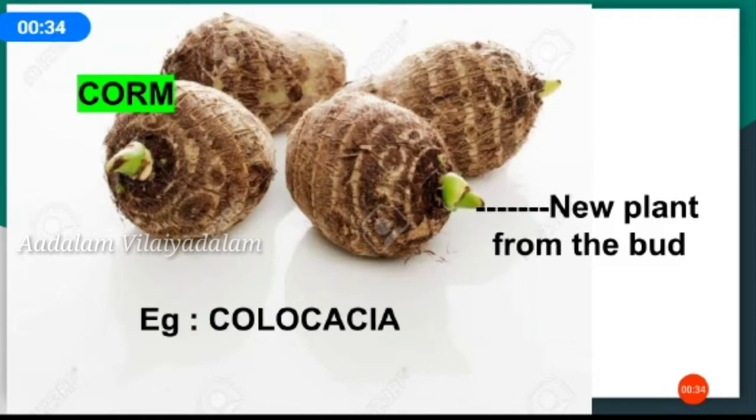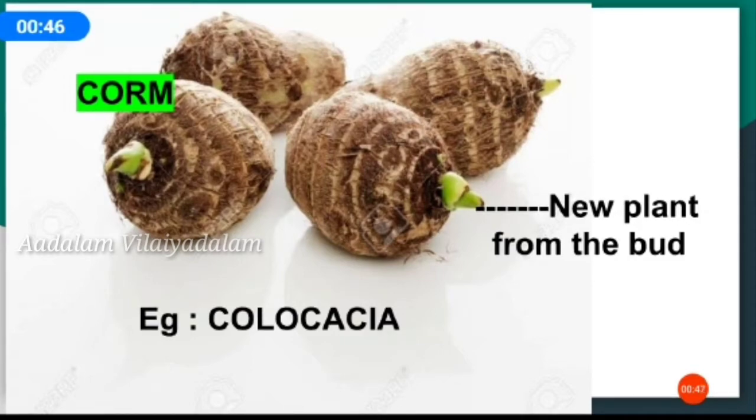Next, corm. This is spherical in shape. Colocasia is the example for corm. It has nodes and internodes. Adventitious roots are present all over the body of the stem. So new plants arise from their buds.